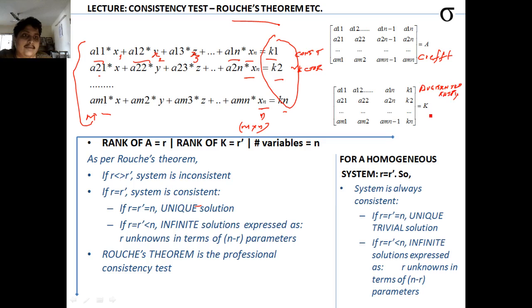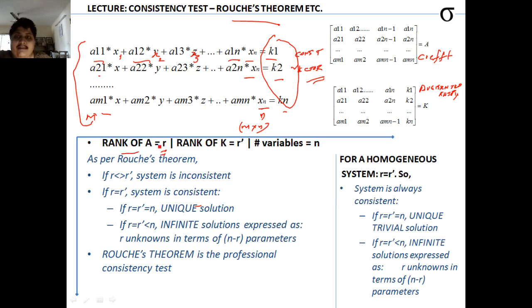So K is essentially the coefficient matrix augmented with the constant vector. Now, Rouche's theorem makes use of the concept of ranks. Now what is the rank?